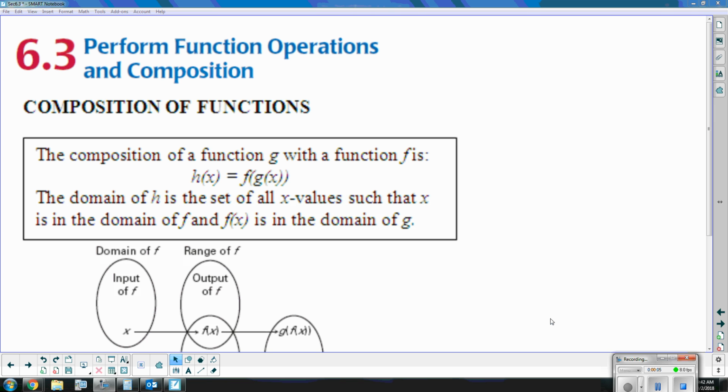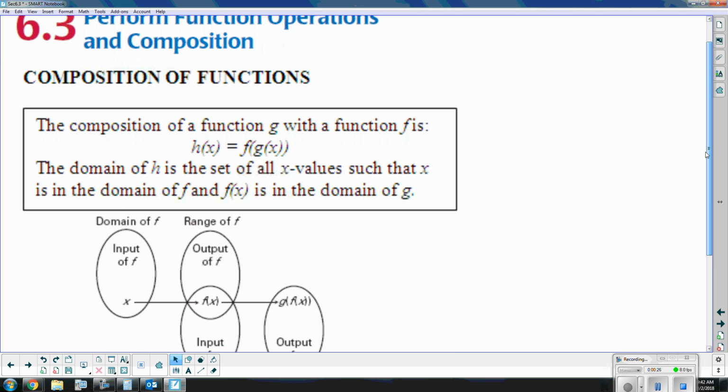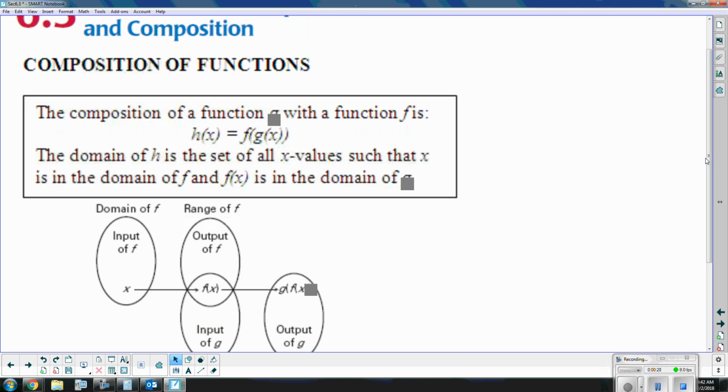So in this video we're going to talk about composition of functions. Last video we talked about the operations of functions, where we were adding functions together in order to get a new function. But here we're going to take the function of a function. So instead of just taking the function of x or some variable, we're going to take the function of another function of some independent variable.